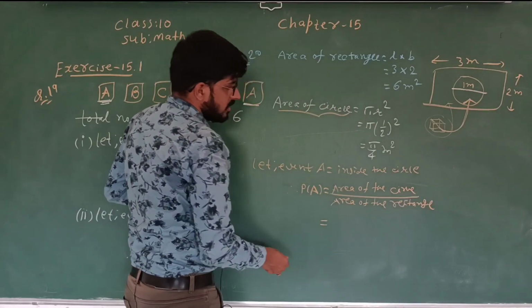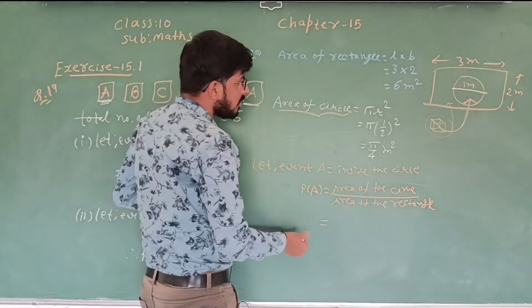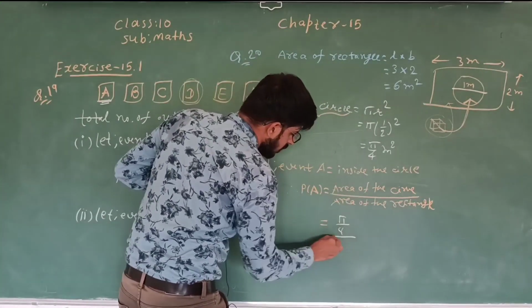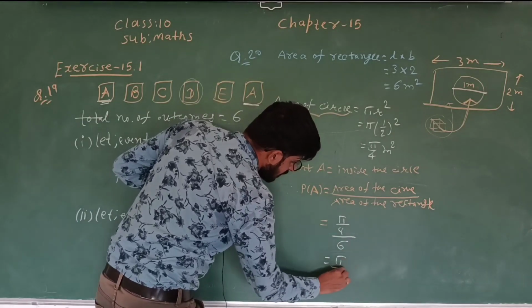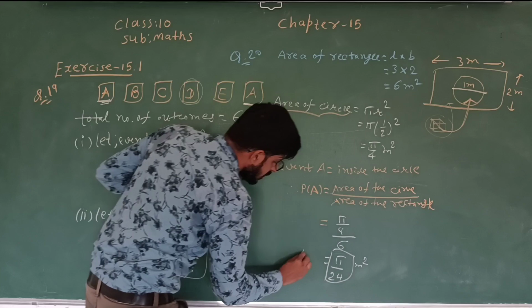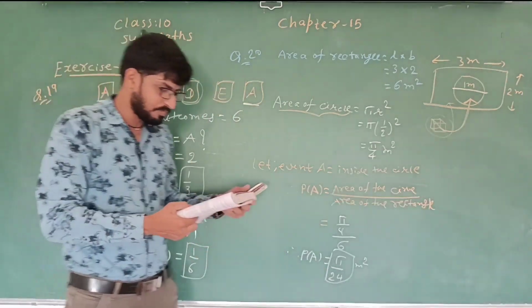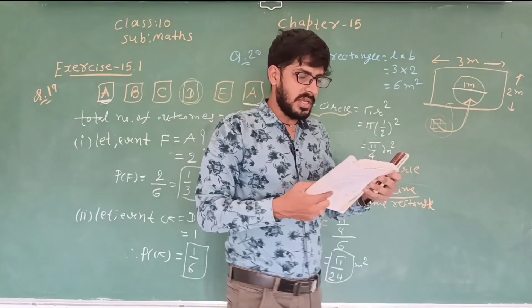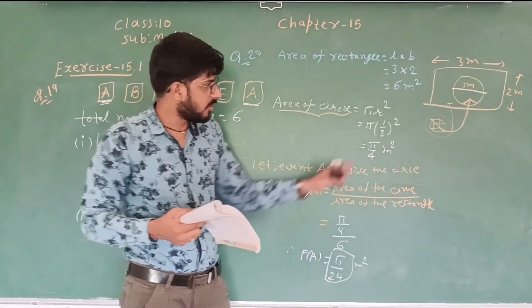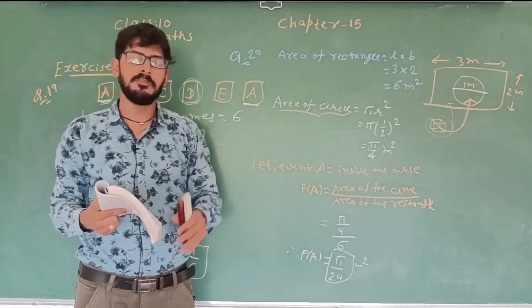So we get pi by 4 upon 6. So we get pi by 24 meter square. It gives the probability of A. It means the probability that it will land inside the circle. Okay, the die inside the circle gives pi by 24.